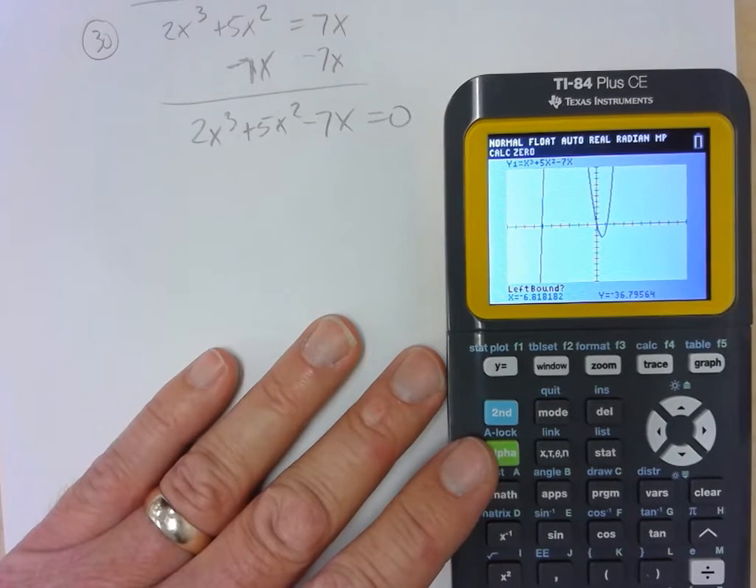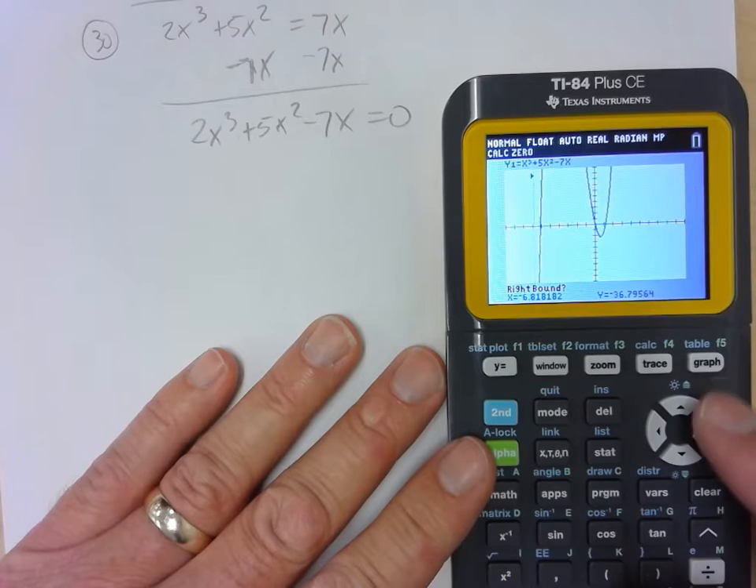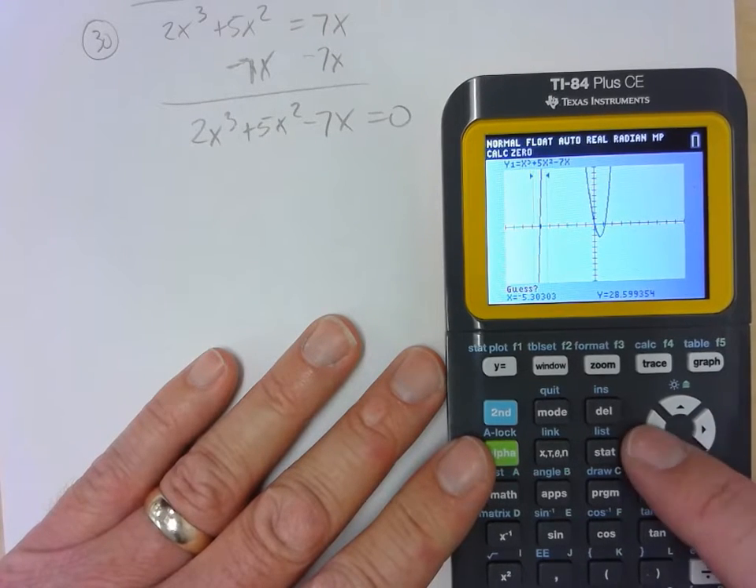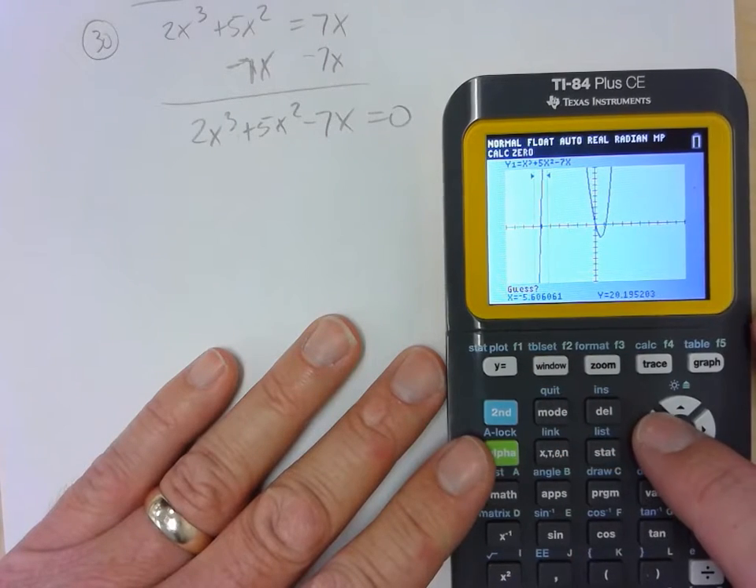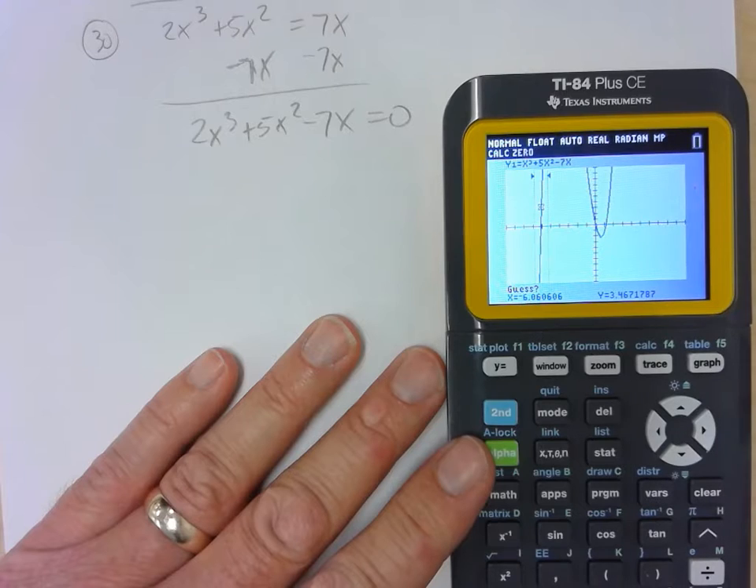So if I can hit enter though, and it'll put a boundary, and you can go past really high if you want to. Enter, and see the boundary, the left bound and the right bound are on each side of there, and then come back and guess. And you can be bad at guessing.